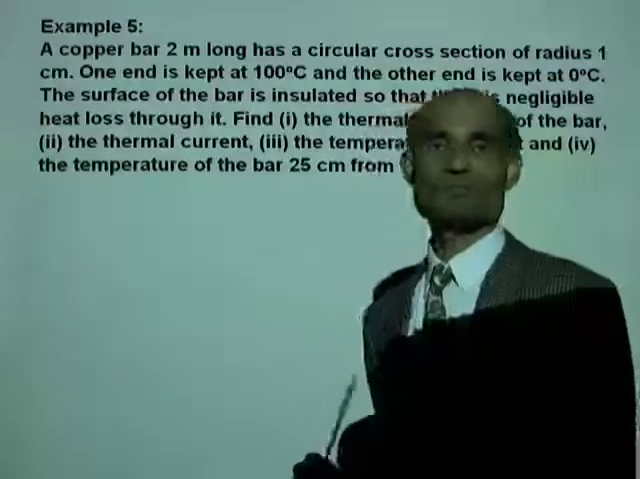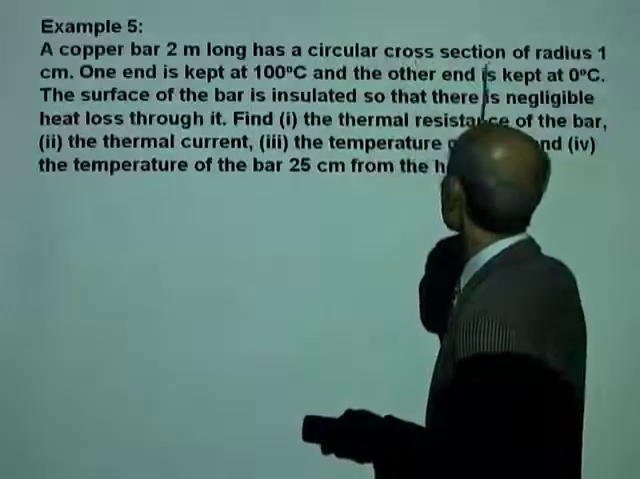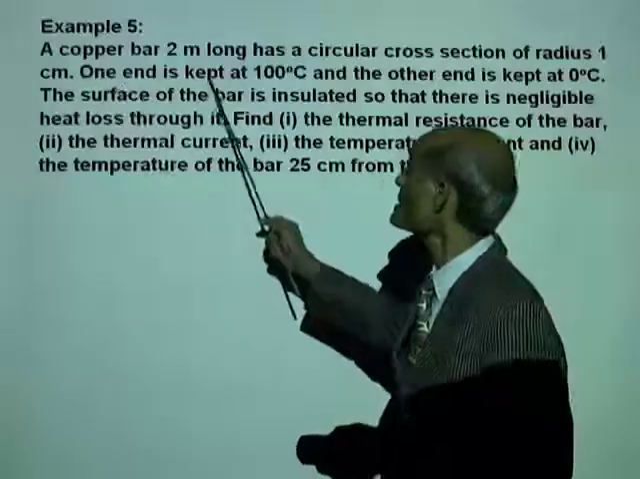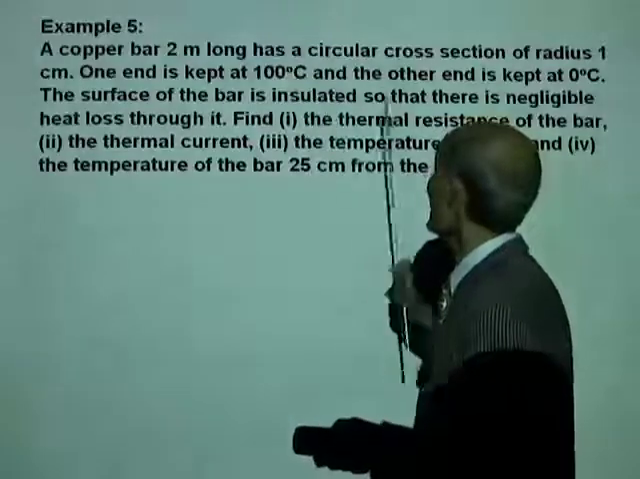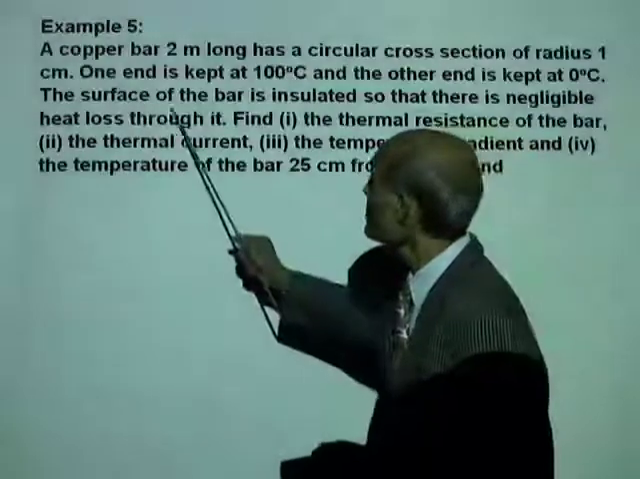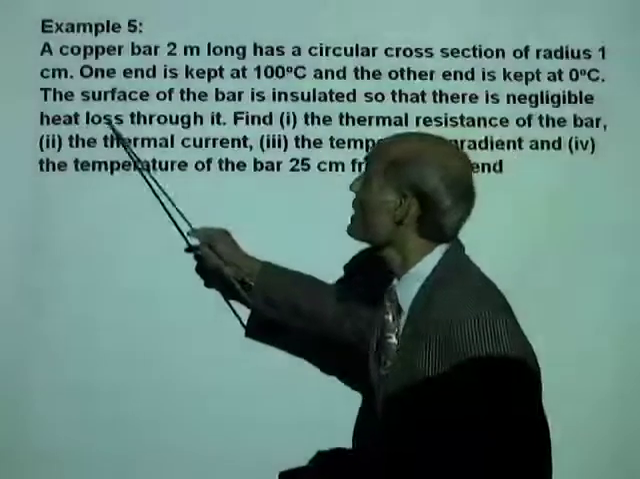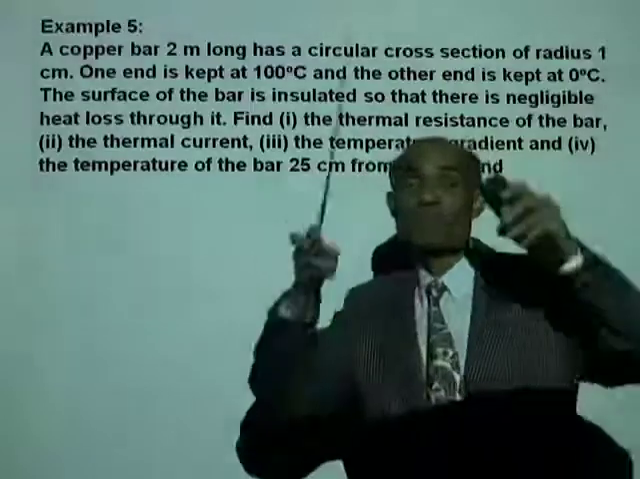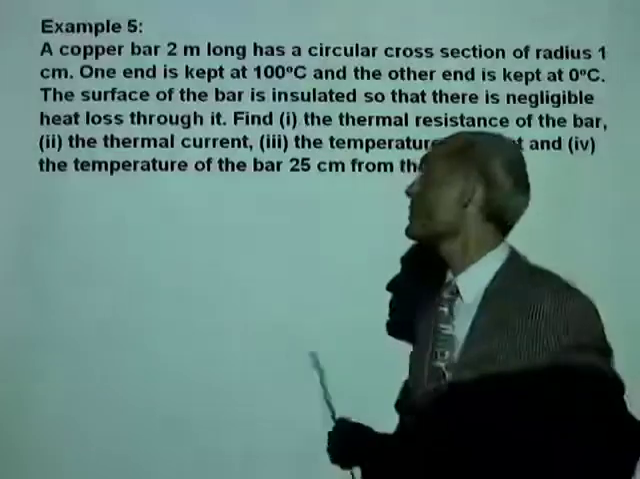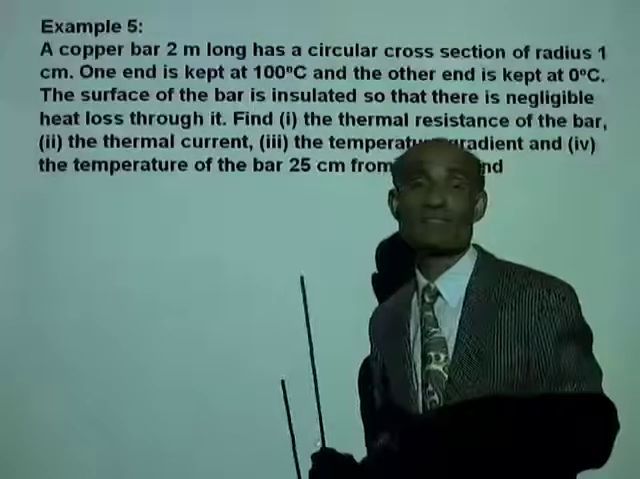Let's do a small problem. A copper bar 2 meters long has a circular cross-section of radius 1 centimeter. One end is kept at 100 degrees Celsius and the other end is kept at 0 degrees Celsius. The surface of the bar is insulated so that there is negligible heat loss through it. That means there is no heat loss through the surface. Heat passes through the material. Find 1, the thermal resistance of the bar.